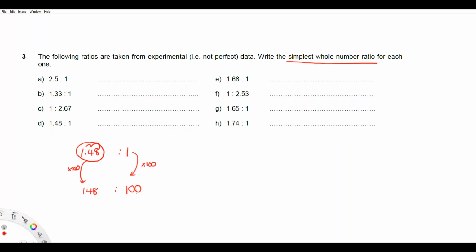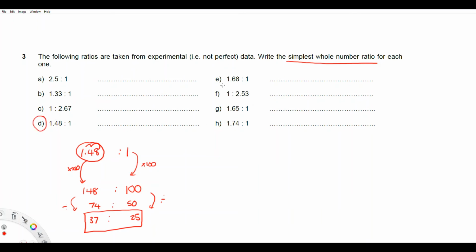What you can now start to do is maybe simplify this ratio. If I divide that by 2 and I divide that by 2, I get 74 to 50. If I then divide it by 2 again, I'm going to end up with 37 and 25. So actually I can't simplify this anymore. So my simplest whole number ratio is 37 to 25. So that's how you would do a particularly nasty one like this.